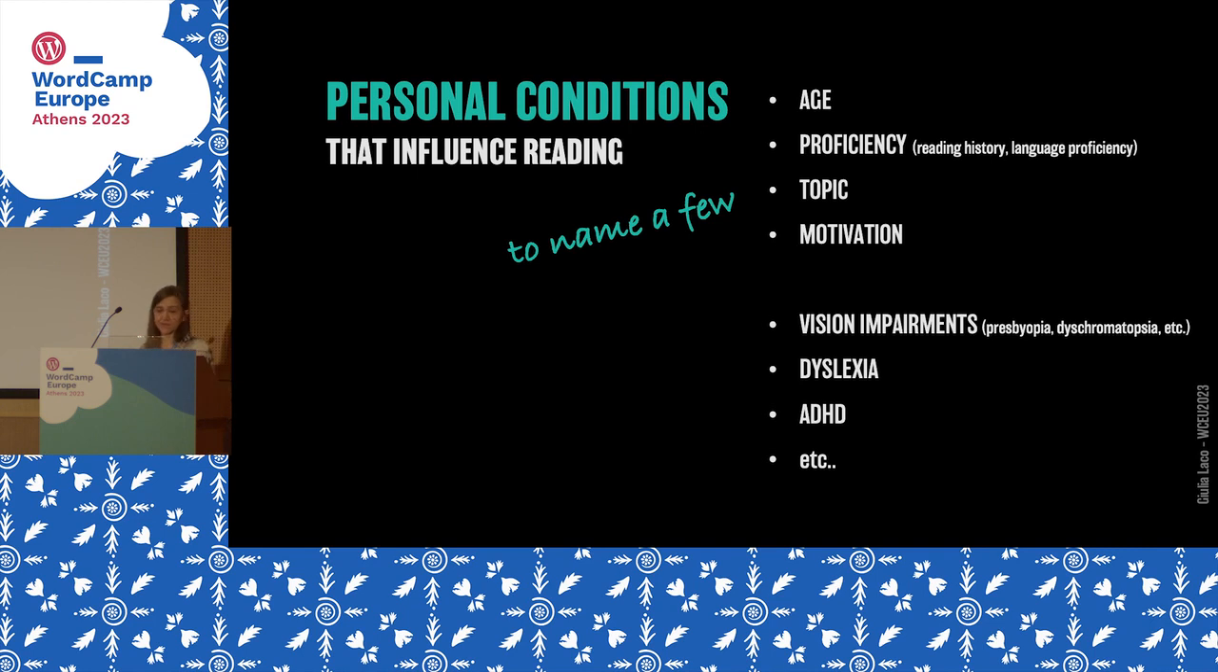The topic we are reading, and the motivation we have when we read. And some other personal conditions are, of course, linked to the visual impairments that we might have, or other cognitive divergences of various types, like dyslexia and some others, that can condition in very different ways the way of reading.